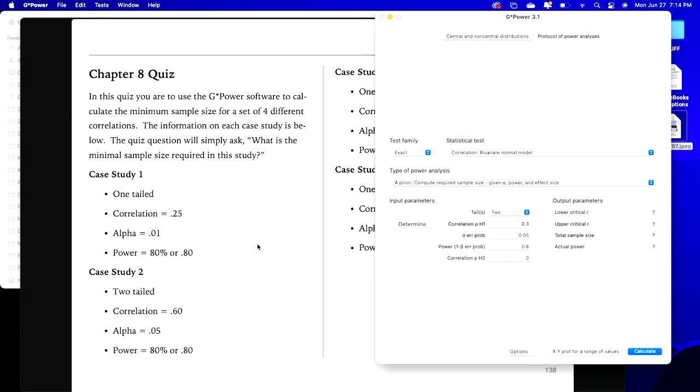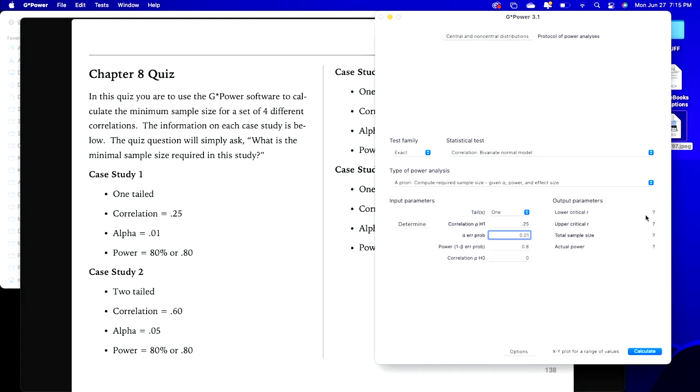So here's your parameters. I'm going to do the first one for you here. We have a one-tailed study. I'm going to switch that to 1. The H1 correlation, the alternative hypothesis correlation, we guessed to be 0.25. The alpha is going to be 0.01. The power is going to be 0.8. That's 80%. And the correlation under the null hypothesis, we just set that to 0. So a 0.25 correlation on a one-tailed test at the 0.01 decision-making level, given a power of 0.8.